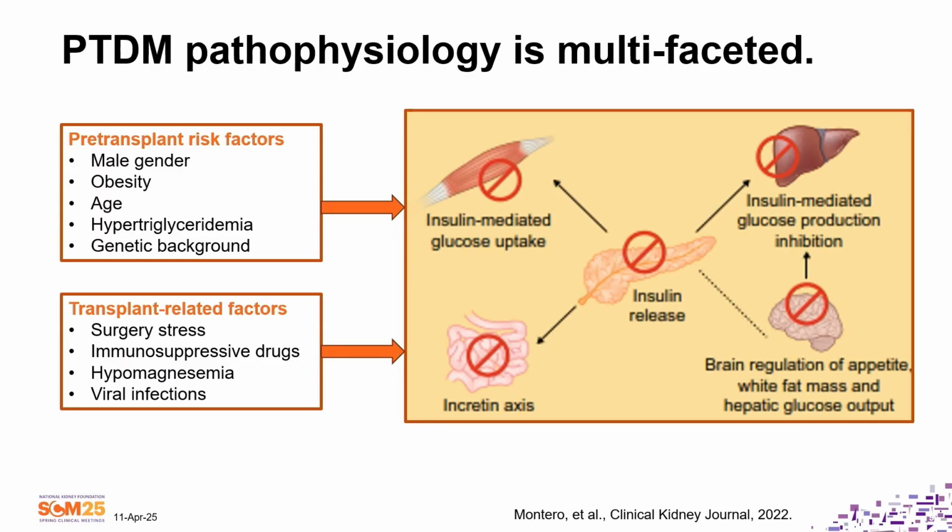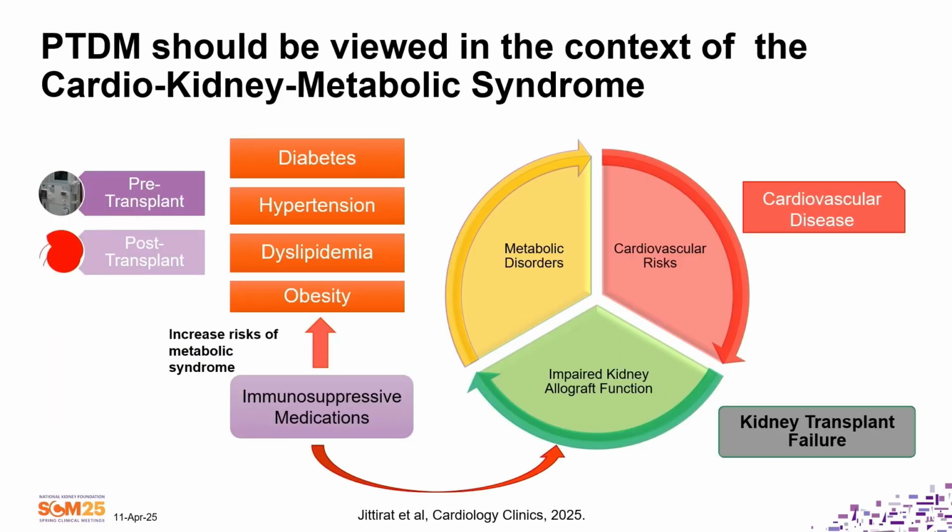So just reviewing that PTDM pathophysiology is multifaceted. There are pre-transplant risk factors, transplant-related factors. I will point out that probably the most important pre-transplant risk factor, because it's modifiable, is obesity. And why does diabetes occur post-transplant? Well, it's multifaceted, like I mentioned. There's reduction in insulin release, there's decreased gluconeogenesis, there's insulin resistance, the entero-insular axis is dysregulated. And your brain is also dysregulated in regulating your appetite and the like.